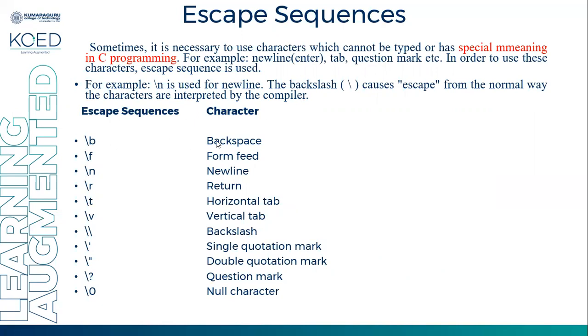Escape sequences: \b stands for backspace, \f for form feed, \n for new line, \r for return, \t for horizontal tab, \v for vertical tab. Double backslash stands for backslash, then single quotation mark, double quotation mark, question mark, and \0 for the null character. So these are all known as escape sequences.